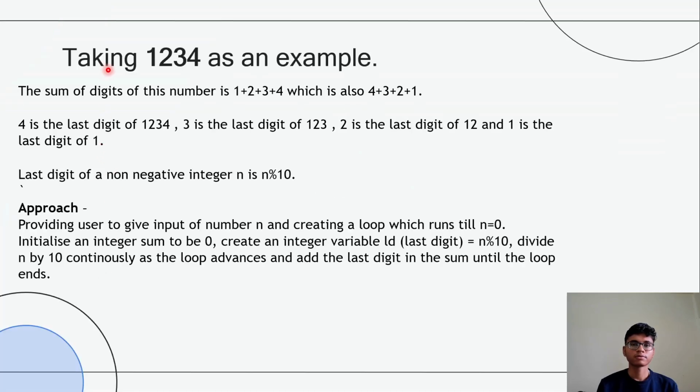Let's take 1, 2, 3, 4 as an example. So the sum of digits of this number will be 1 plus 2 plus 3 plus 4, which is also equal to 4 plus 3 plus 2 plus 1.